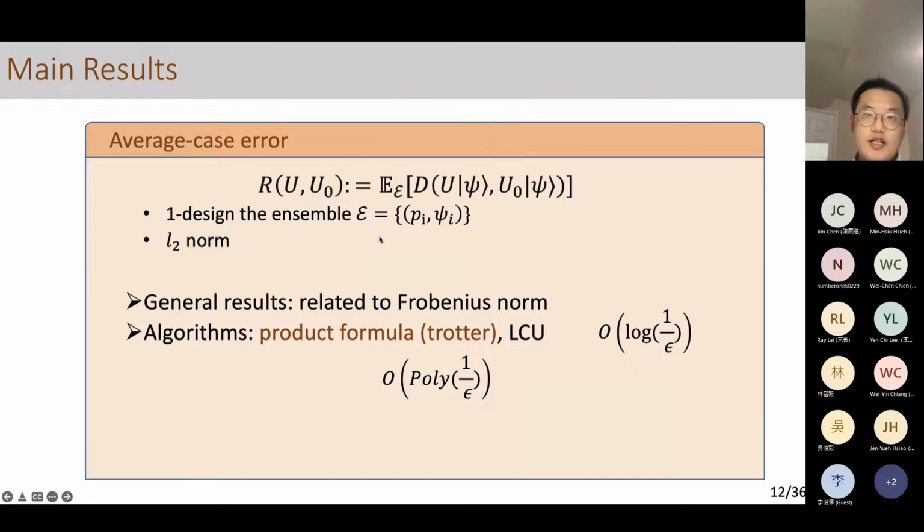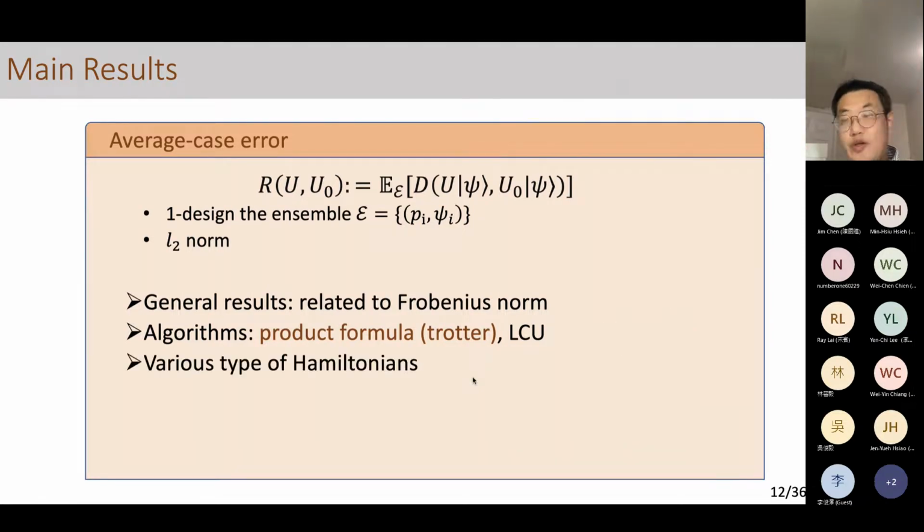In our work, we just changed the definition of this epsilon. So in the second type of algorithm, like the LCU method, because it's a log function, even if you change this epsilon, your improvement could only be mild. So in this work, we will mainly focus on the product formula method.